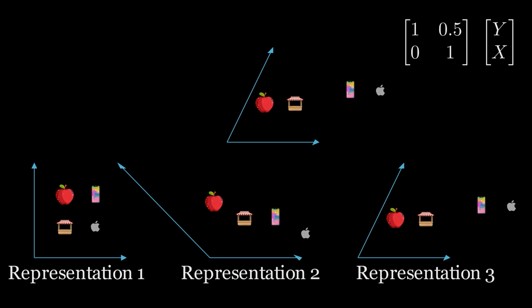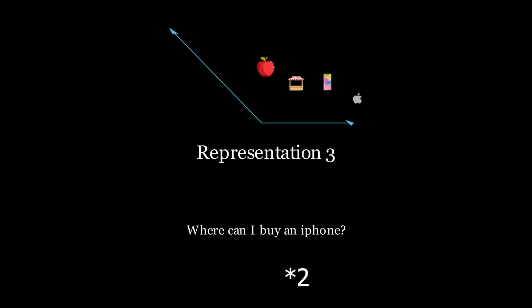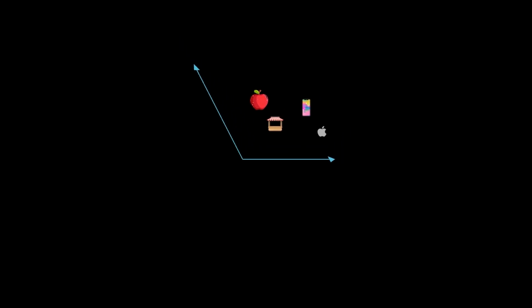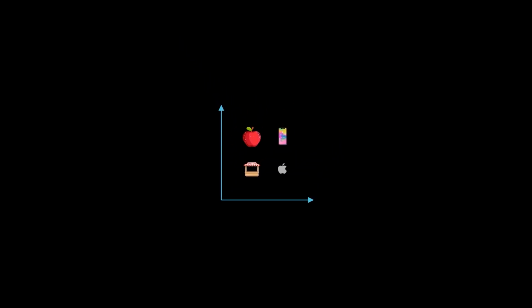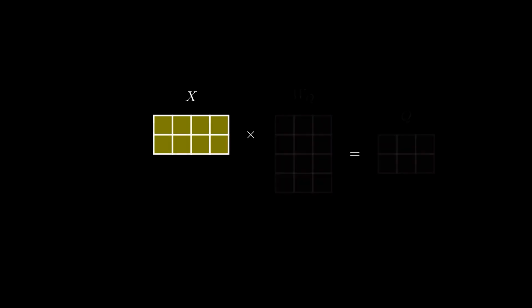Let's imagine asking the following questions. Where can I buy an apple to eat? Who makes the iPhones? In these cases, representation 3 will help us answer the questions. Now let's imagine asking another question. Where can I buy an iPhone? In this scenario, representation 2 will help us answer that question. But always remember, these are just linear transformations. We can always go back to the original embedding matrix that we started with using them. And that is all. The reason we do so many matrix multiplications is to try to capture all the possible representations that we can have of the X matrix.